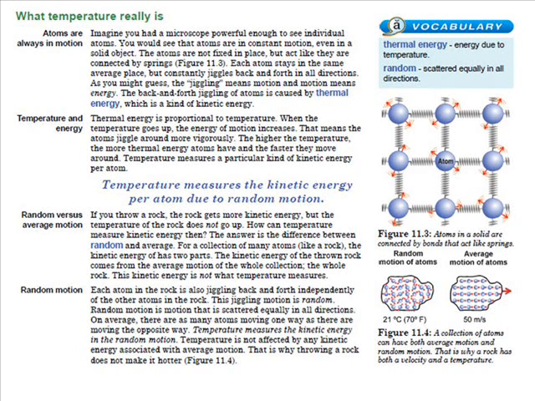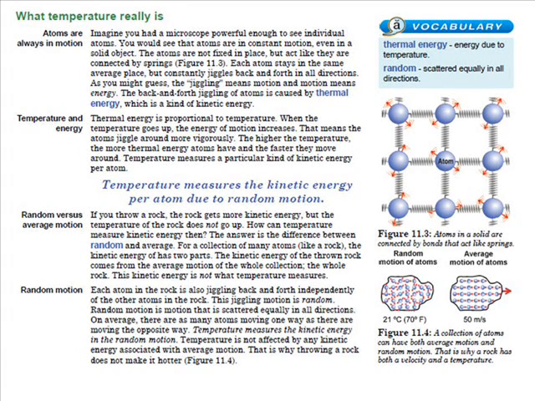When the temperature goes up, the energy of motion increases. That means the atoms jiggle around more vigorously. The higher the temperature, the more thermal energy atoms have, and the faster they move around. Temperature measures a particular kind of kinetic energy. If you throw a rock, the rock gets more kinetic energy, but the temperature of the rock does not go up. How can temperature measure kinetic energy then?